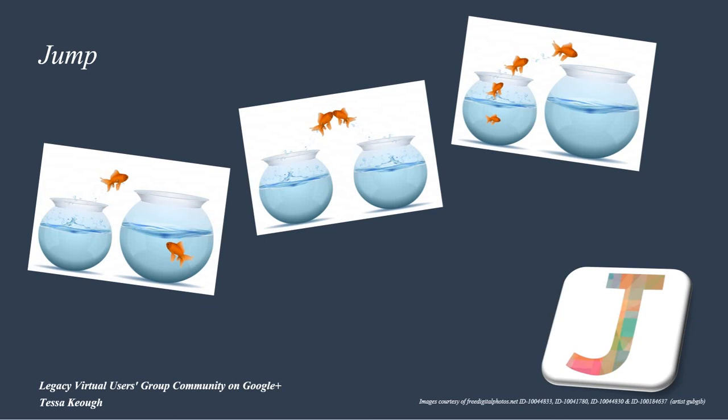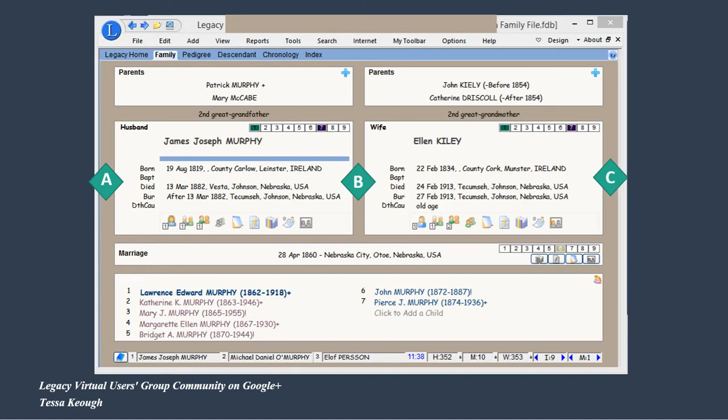Or jump from here to there, where you go from the known to the unknown, or you decide to focus on another place or another time in your research. Or jump back, as in make sure to get that source citation before you move on with your research, or give that information you just found a second read, this time a critical one, before you enter it in your Legacy program. And then there's the jump feature in Legacy.